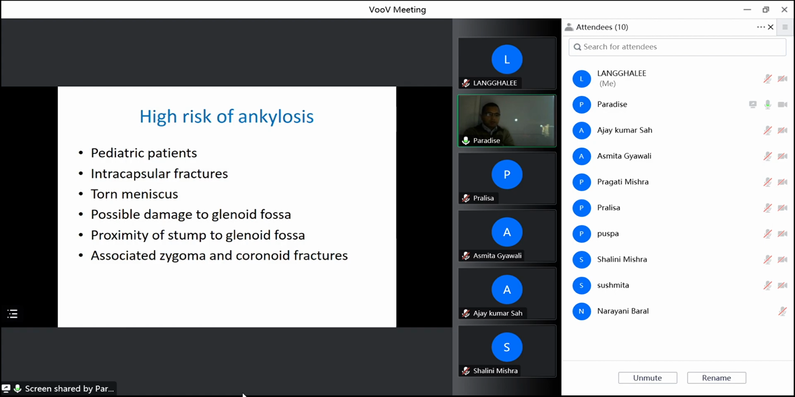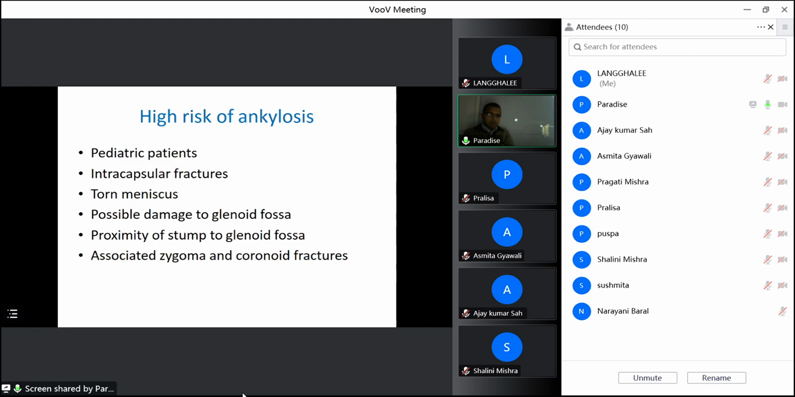Next is associated zygoma and coronoid fracture. What happens sometimes, even though the TMJ is not fractured, is that when the coronoid process and zygomatic complex, ZMC, or zygomatic arch are fractured, in such cases, during the healing phase, the coronoid process may fuse with the zygomatic bone or zygomatic arch. So in such cases also, the patient cannot open the mouth. Patient mouth opening will be nil. It is also considered false ankylosis. It is not a true ankylosis. It is false ankylosis; though the TMJ is normal, the patient cannot open the mouth because the coronoid process is fused with the zygomatic arch.